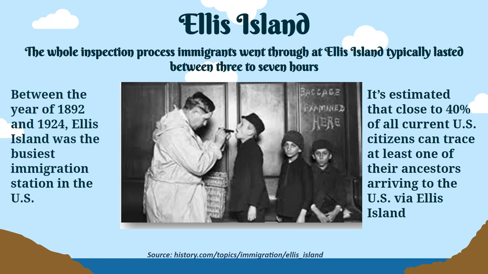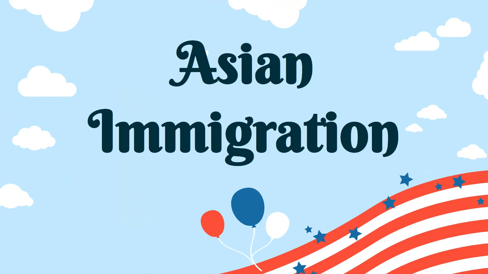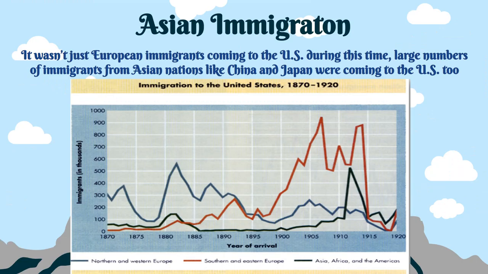Between the years of 1892 and 1924, Ellis Island was the busiest immigration station in the United States. Asian immigration. It wasn't just European immigrants coming to the United States during this time. A large number of immigrants from Asian nations like China and Japan were coming to the U.S. too.